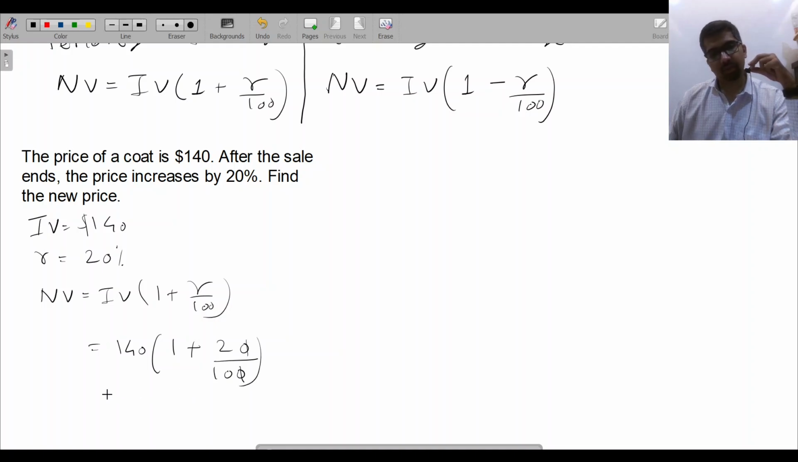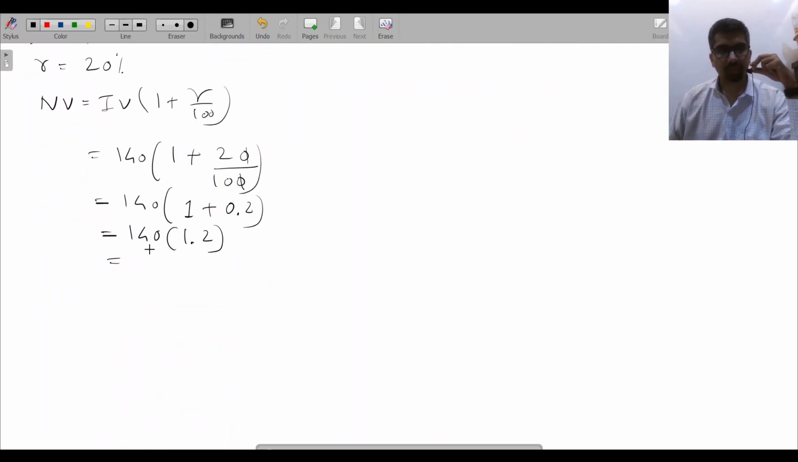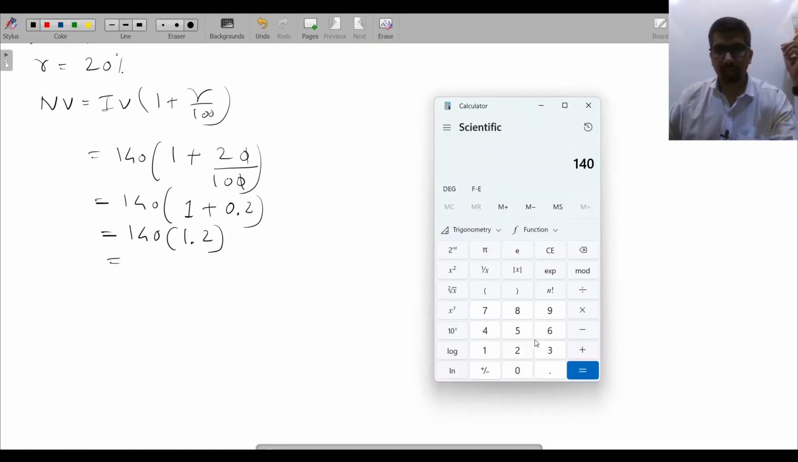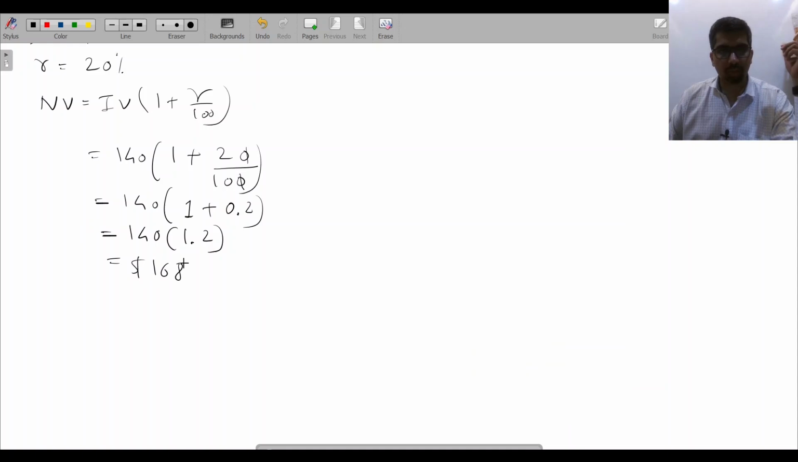Cancel the zeros. I hope you know how to do this kind of sum. So 1 plus 2 by 10, and 2 by 10 is 0.2. So this becomes 140 into 1.2. I will take a calculator: 140 into 1.2, you get $168. So the new value is $168.